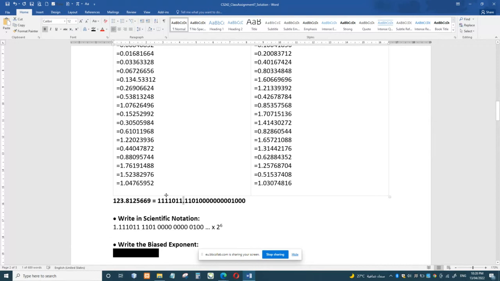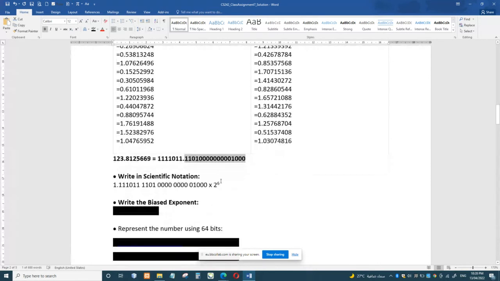This will be 1 point, then 111011, then again 1101, then all zeros, then 100. So that's your fraction, multiplied by 2 to the power 6. So we have not used a total of 45 bits. We have just used this number of bits, I think 13 plus 4, 17 bits as well.